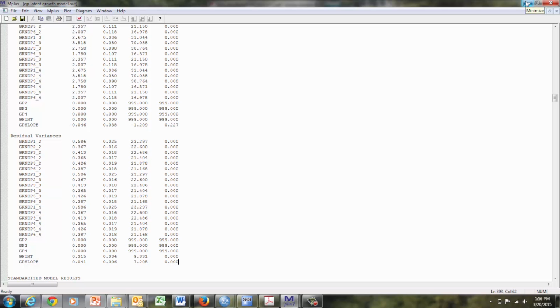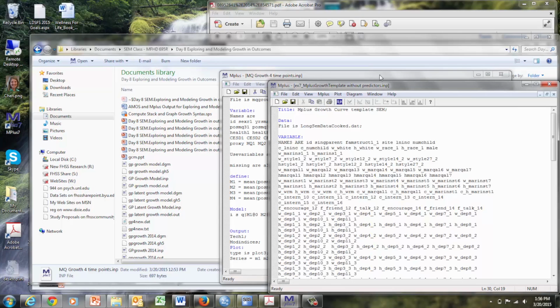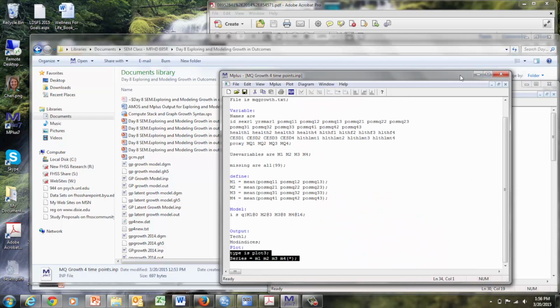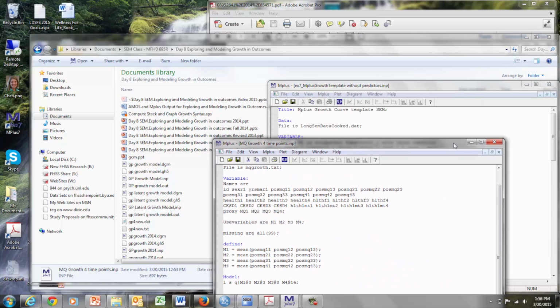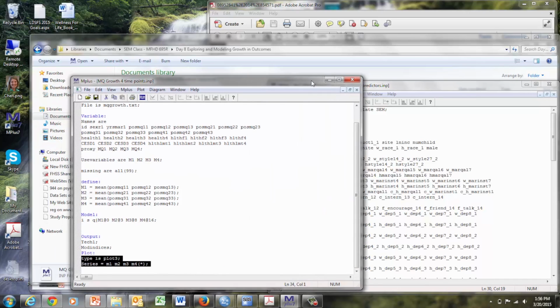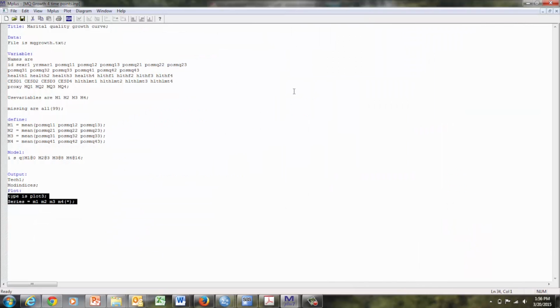I wanted to show a couple other examples. This example has 4 time points. Now in M+, I think I forgot to mention this before, instead of factor loadings for the slope, we put the variable for time 1 and then we say at 0, and that's basically setting the factor loading. At 3, at 8, at 16.